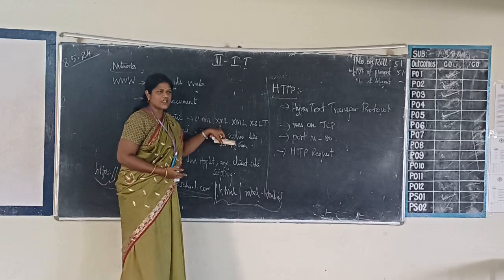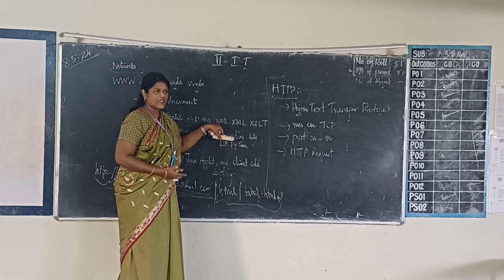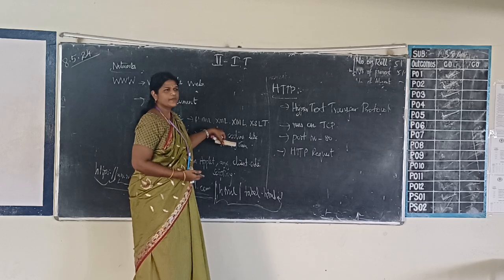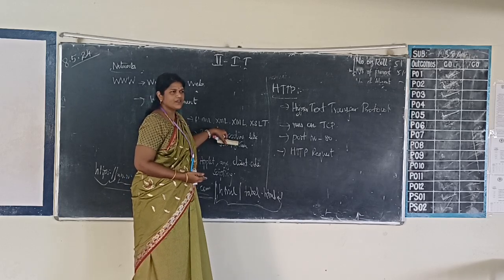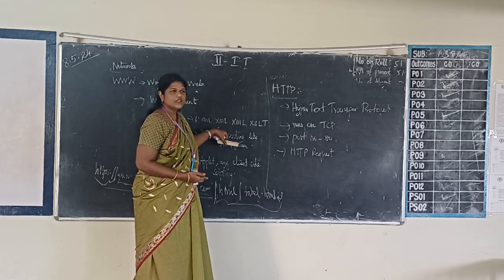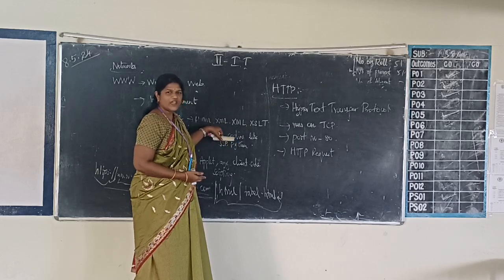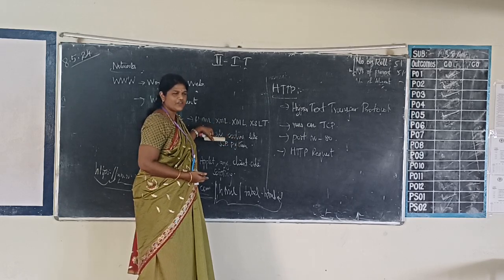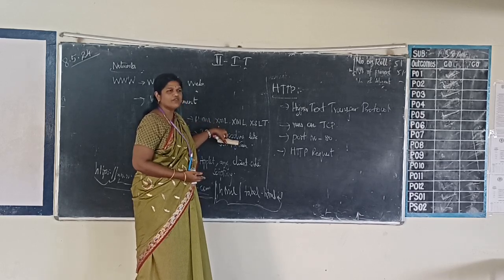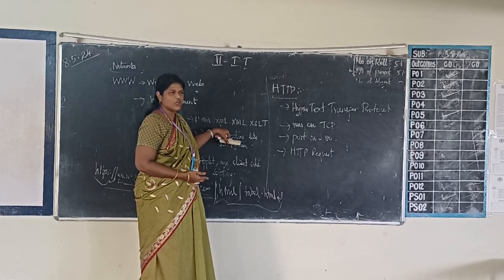And what is XML? Extensible markup language. What is the use of it? It gives the information about the web document. XML is an extended version of HTML. The entire web document content will be displayed in terms of tags. Okay, so that is XML. It gives information about the web document.